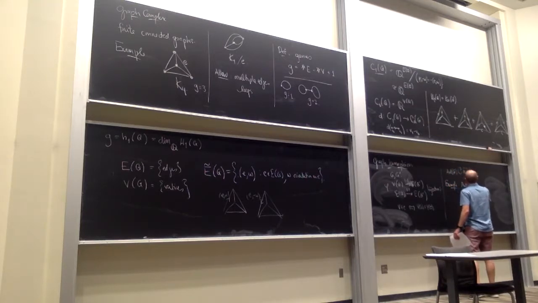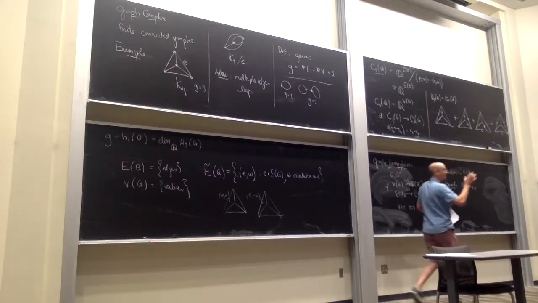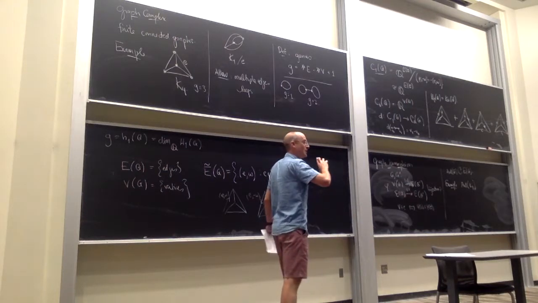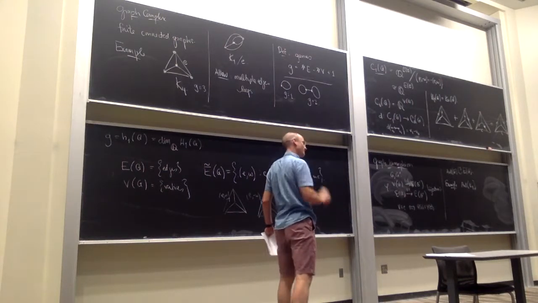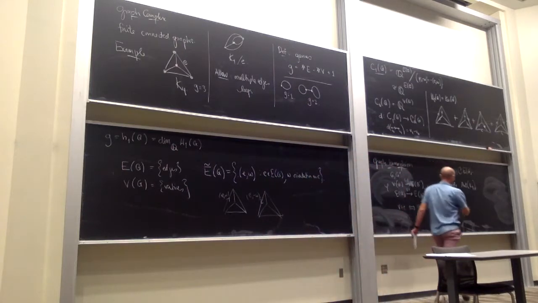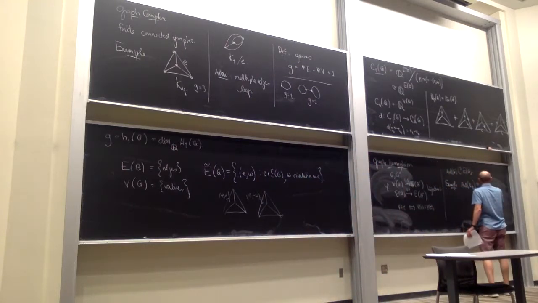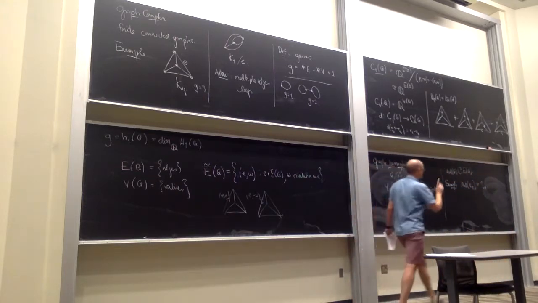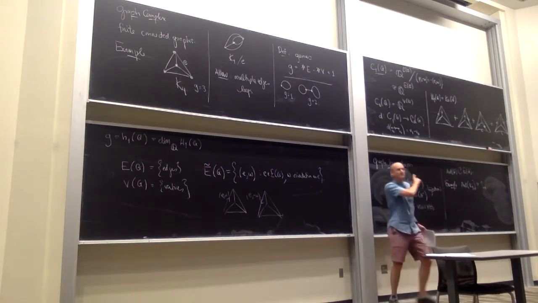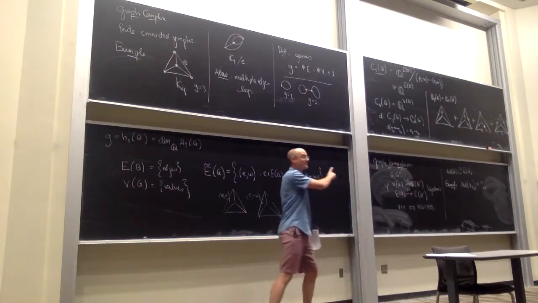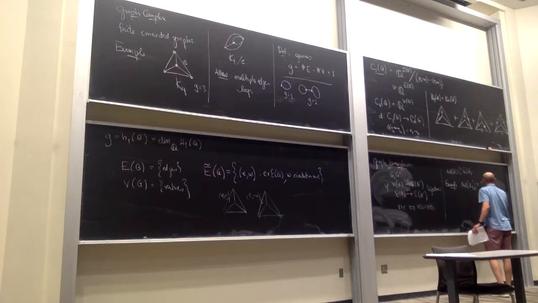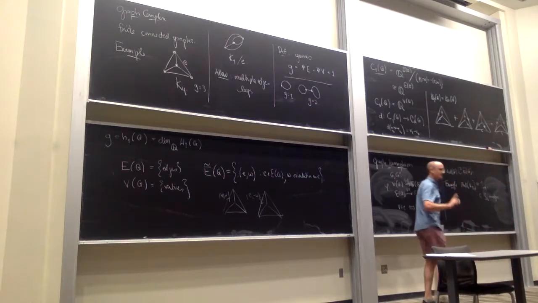So the automorphisms of K4. I could take the four vertices and I could permute them in any which way. And there's exactly one automorphism of the graph for each permutation of the vertices. So the automorphism group of K4 is, in that way, isomorphic to S4, the symmetric group on the vertices. But now we want to think of that symmetric group on the vertices as sitting inside the symmetric group on the edges. So how does that S4 sit inside S6?